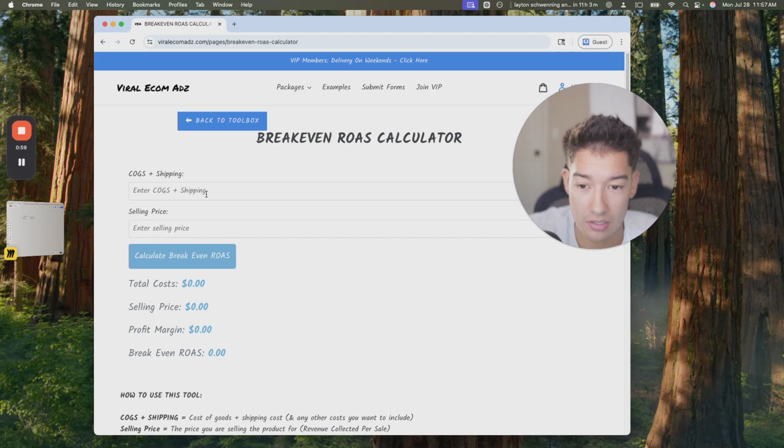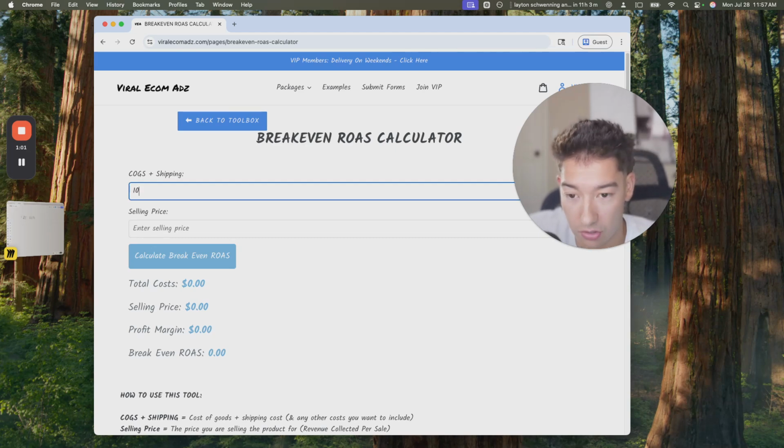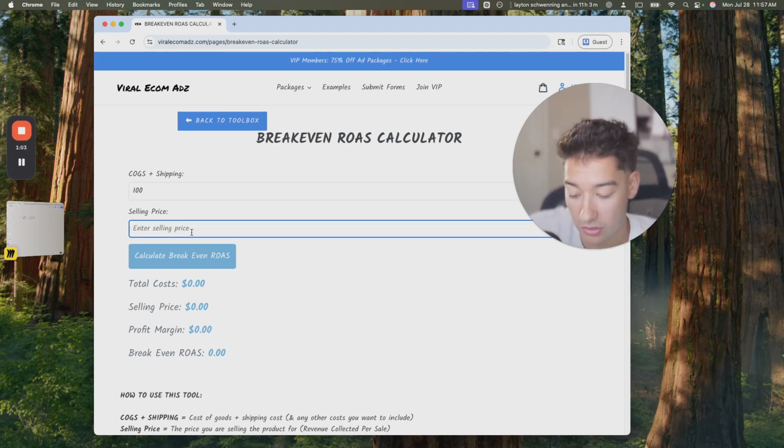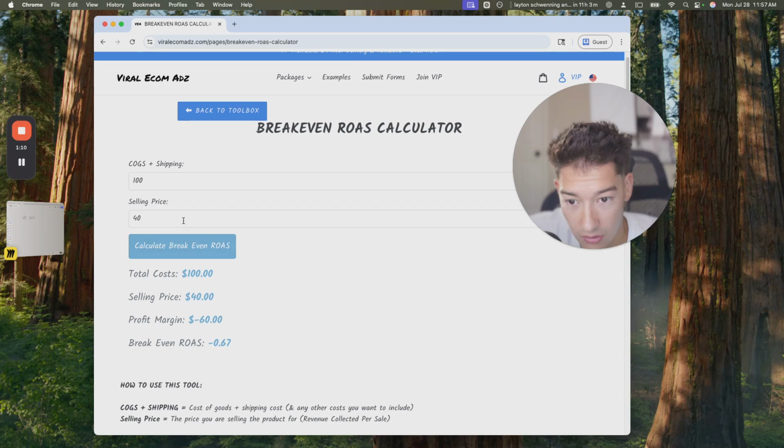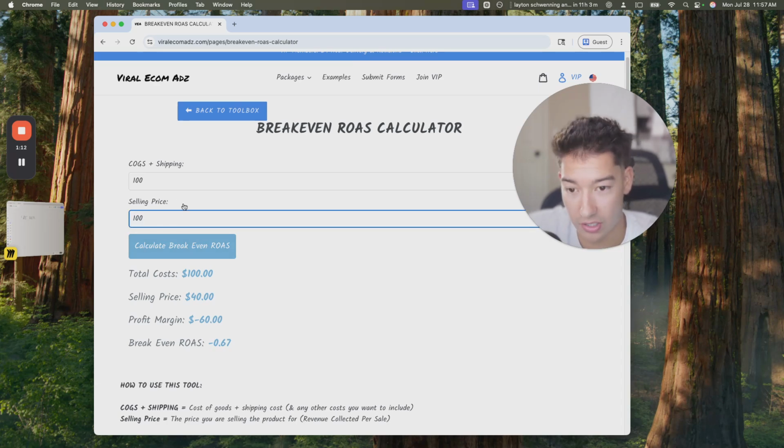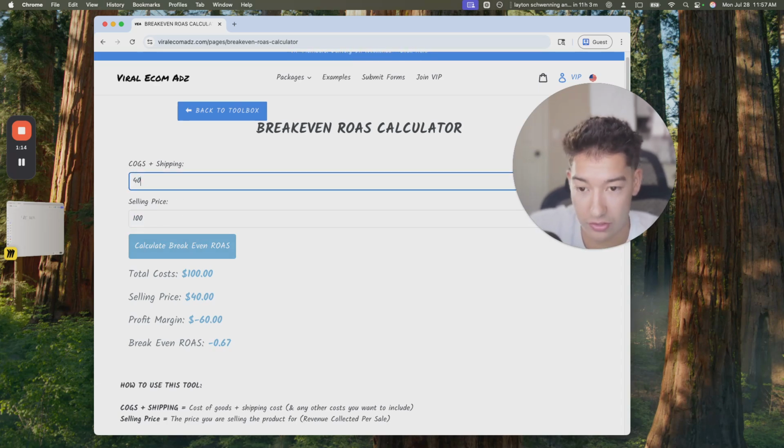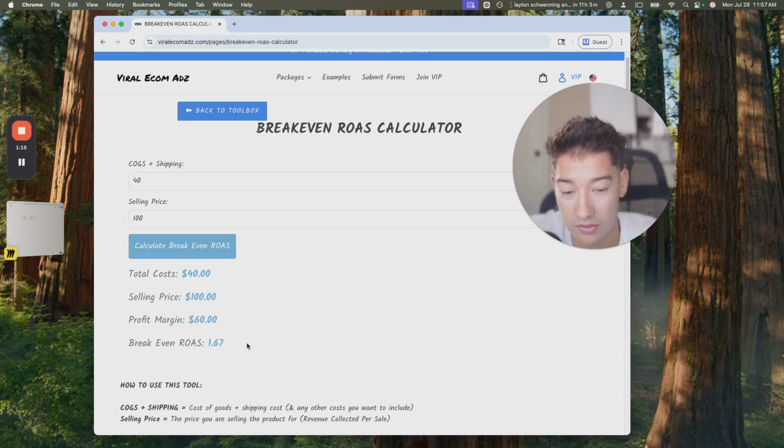What does that mean? Okay, so if you're selling a product for 100 and it costs you, let's just say $40. Oops, I did that backwards. Selling price 100 and it costs you $40. Okay. This is a break-even ROAS of a 1.67.